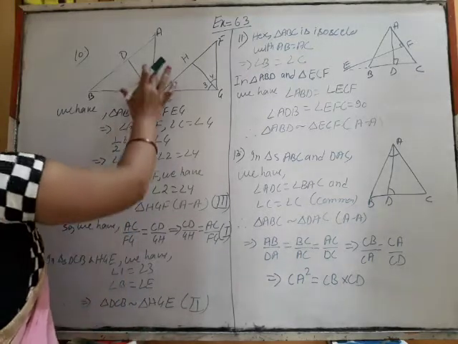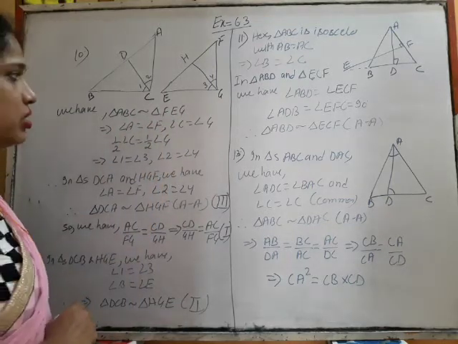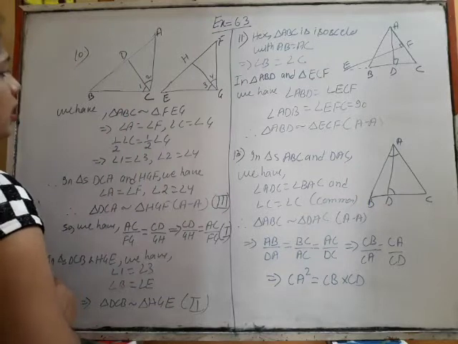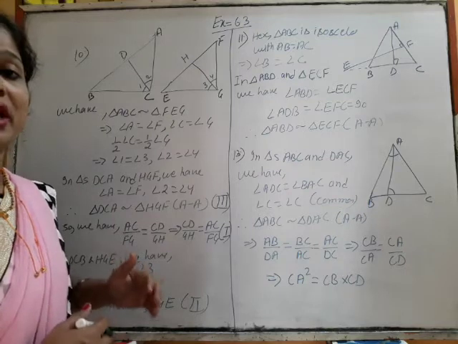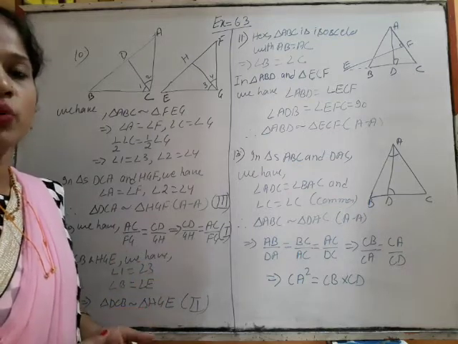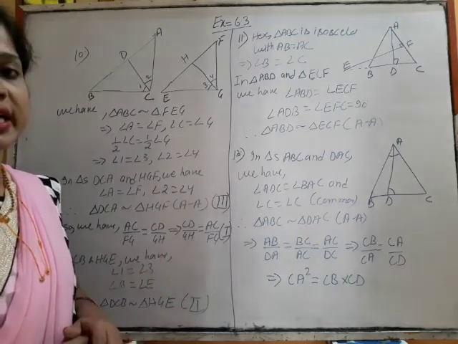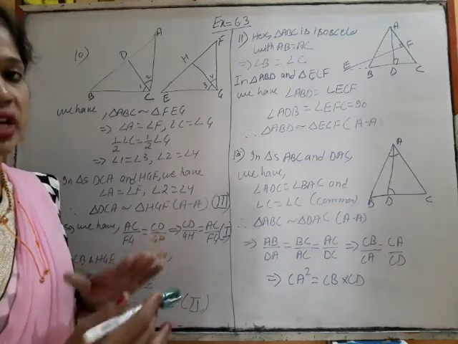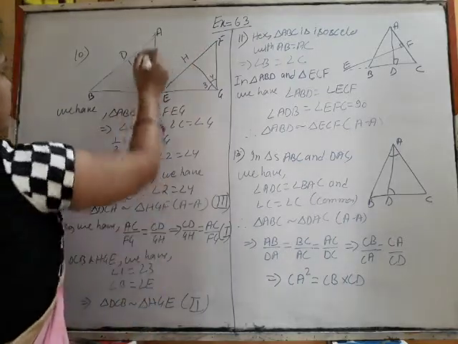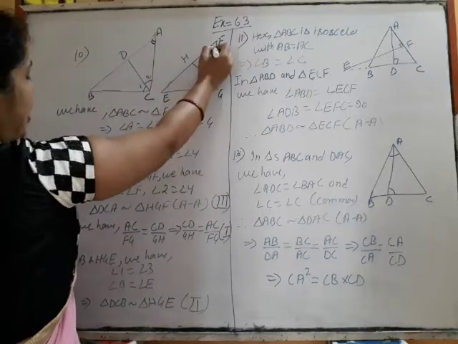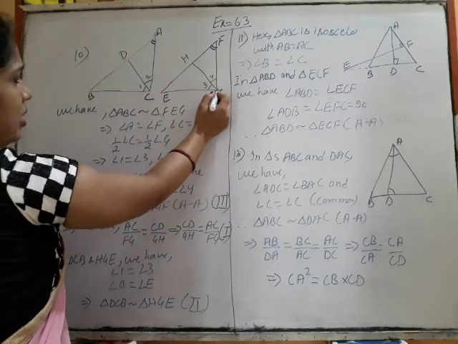It is given that triangle ABC is similar to triangle FEG. If the triangles are similar, then the triangles will be equiangular: all the three angles will be equal, plus all the corresponding sides are in the same ratio. So angle A is equal to angle F, and angle C is equal to angle G.